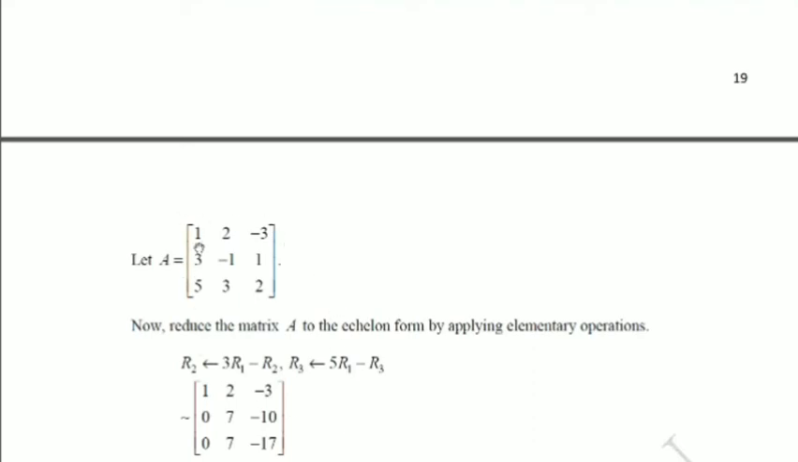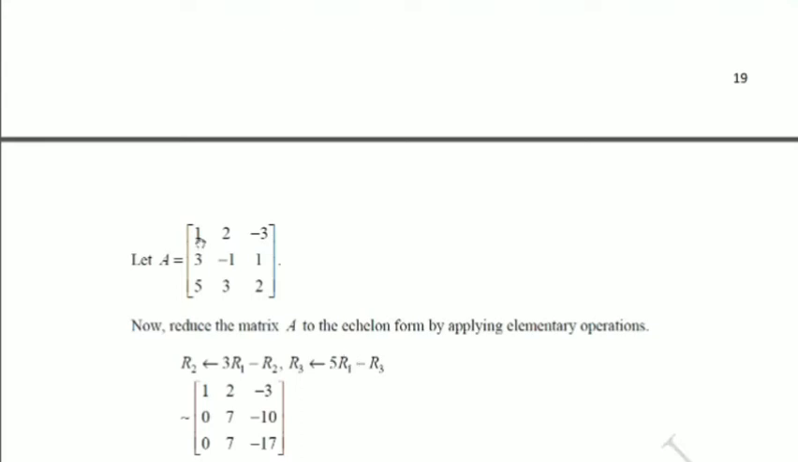Now apply that. First row remains the same. Second row, 3 into r1 minus r2: 3 into 1 minus 3 is 0. 3 into 2 is 6, minus of minus 1, plus 1. So 6 plus 1, 7. 3 into minus 3, minus 9, minus 1, that gives you minus 10. Now let's go for the third row.